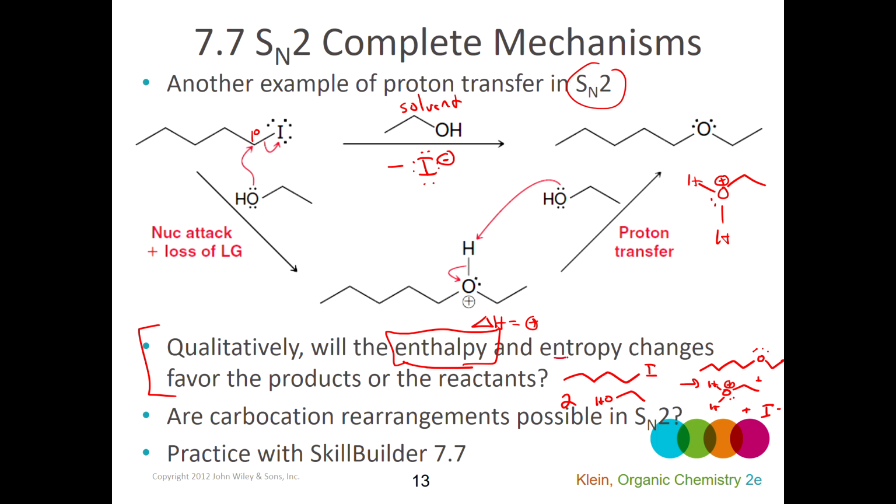So let's take a look at entropy. Entropy mostly focuses on the number of moles. So I have 1 mole of this reactant and 2 moles of ethanol, so that's 3 total moles. And I've got 3 things formed in the end, so that's 3 total moles. So it's really hard to say which side will have more variety when I have equal amounts of particles on both sides. So the entropy is probably relatively close to 0.